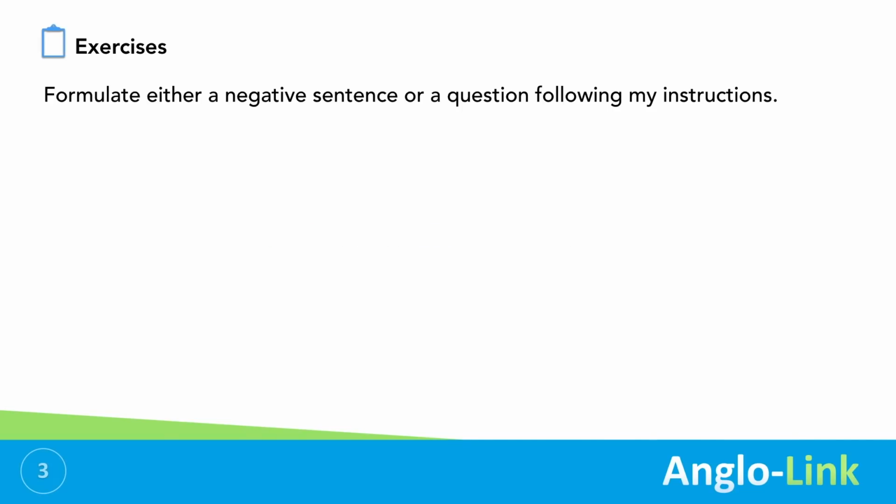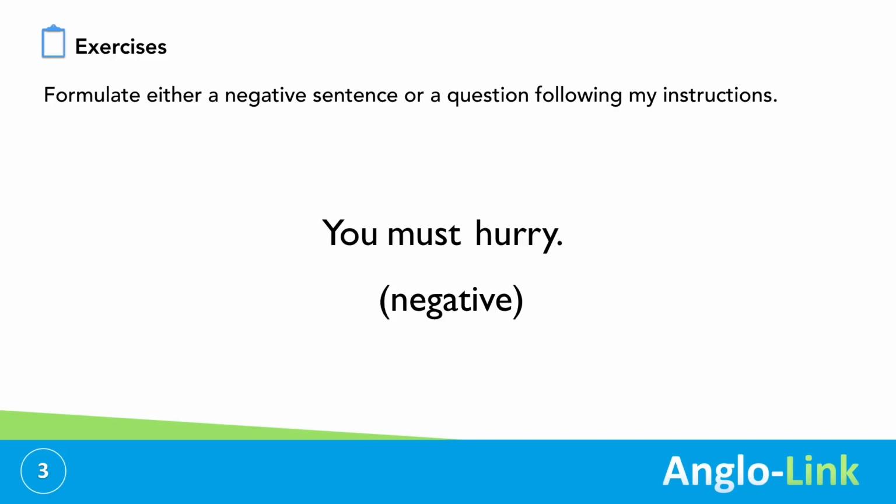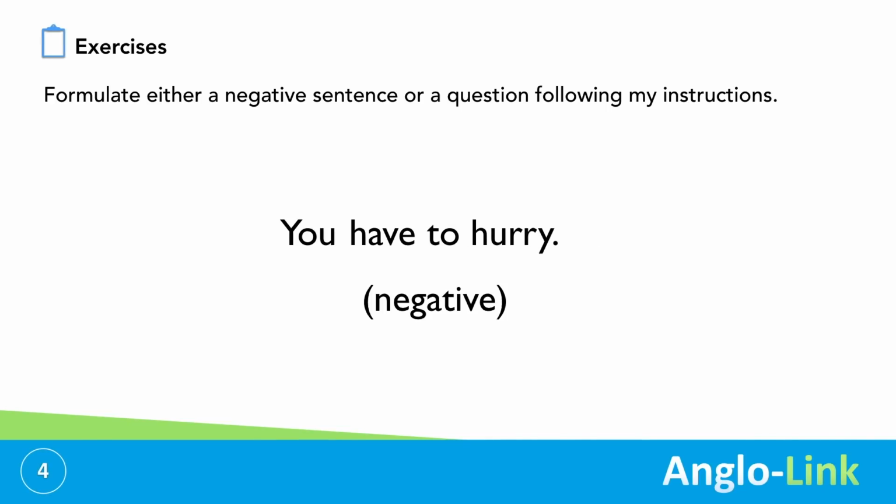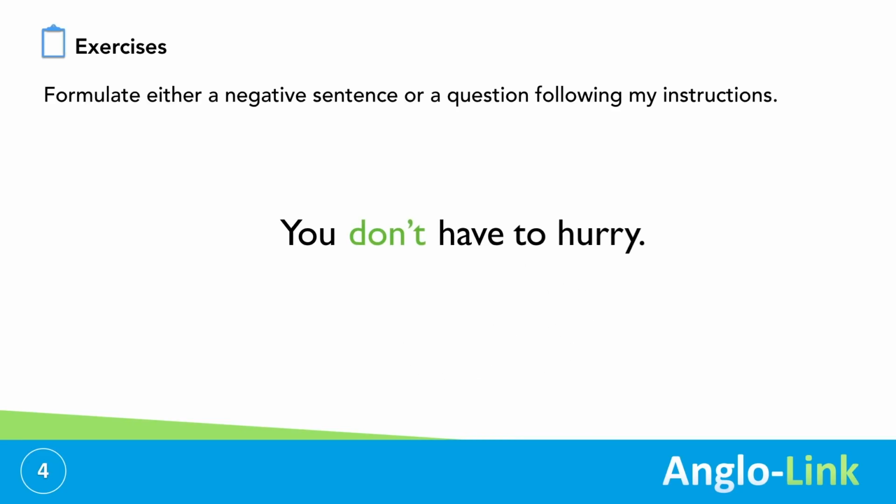Okay, number 3. You must hurry. Let's have a negative. Clear, direct negative, you mustn't hurry. Number 4. You have to hurry. Negative. Which auxiliary do we need here? Don't. You don't have to hurry. Reminder, don't plus the base verb.